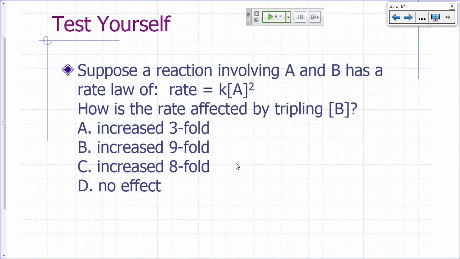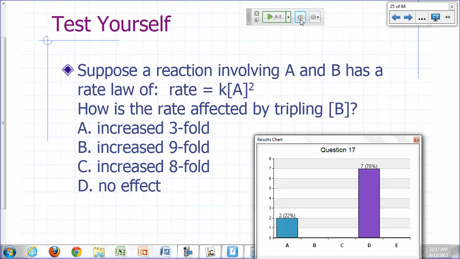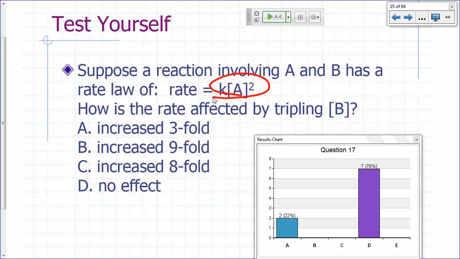Suppose a reaction involving A and B has a rate law given by rate equals k times concentration of A squared. How is the rate affected by tripling B? If I triple the concentration of B. Okay. According to this, the rate doesn't depend on B, right? Zero order with respect to B. If it doesn't depend on B, no effect.